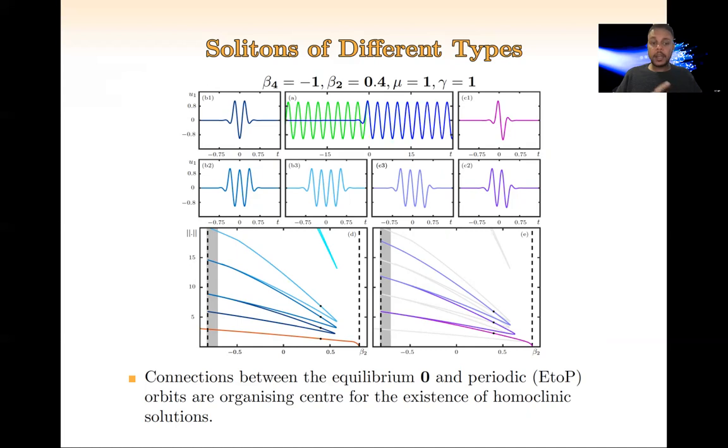For example, in panels B1 to B3 and C1 to C3, all these homoclinic orbits are associated with the E to P connection shown in panel A for this given fixed parameter value. Also, you can see that all these homoclinic solutions have a different number of humps. Therefore, we call these multi-hump homoclinic solutions.